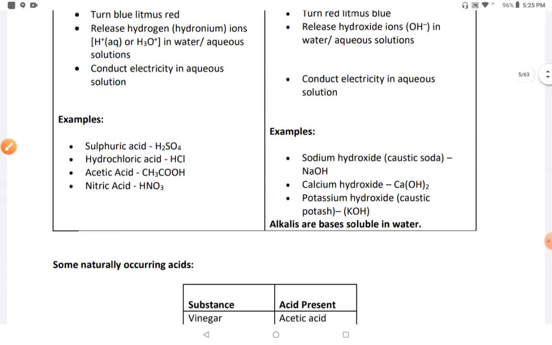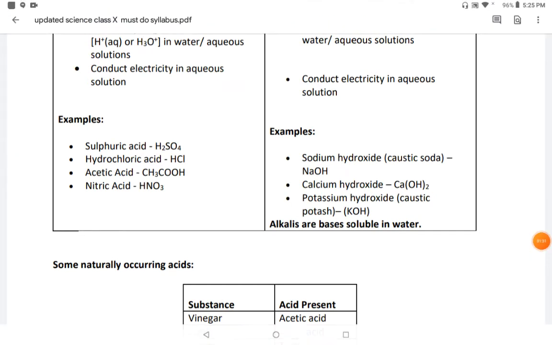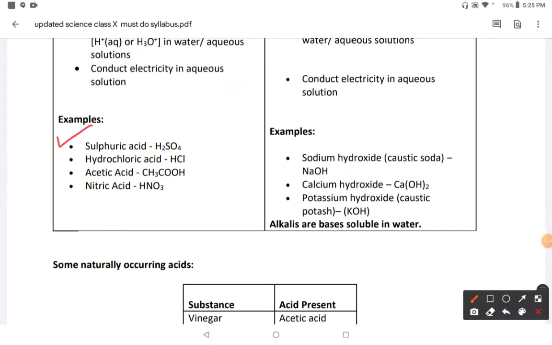For examples of acids, you can memorize these acids and write their formulas. First is sulfuric acid, its chemical formula is H2SO4; hydrochloric acid, HCl; acetic acid, CH3COOH, ethanoic acid; nitric acid, HNO3. And examples of bases: sodium hydroxide, whose general name is caustic soda, and its chemical formula is NaOH; calcium hydroxide, Ca(OH)2; potassium hydroxide, also called caustic potash, and KOH is its chemical formula.